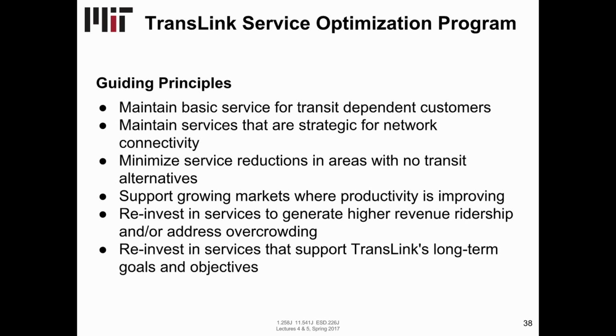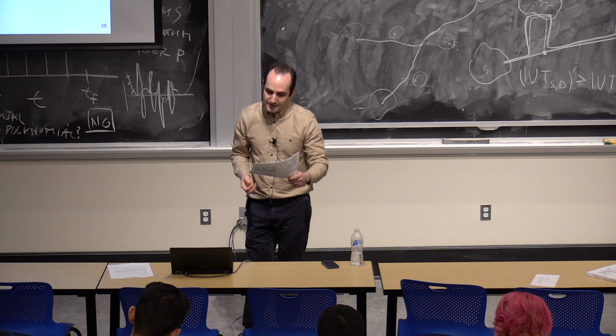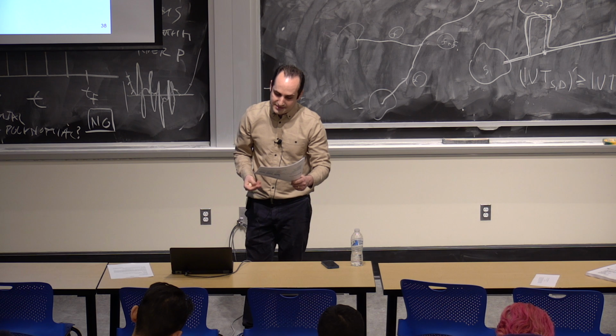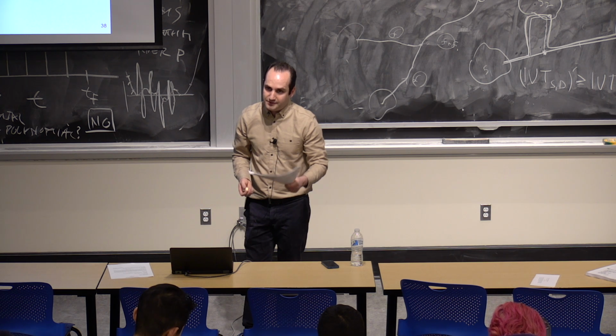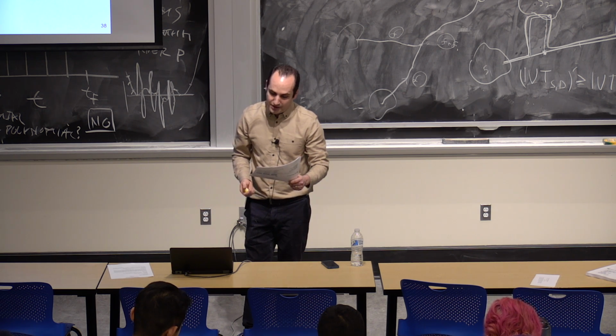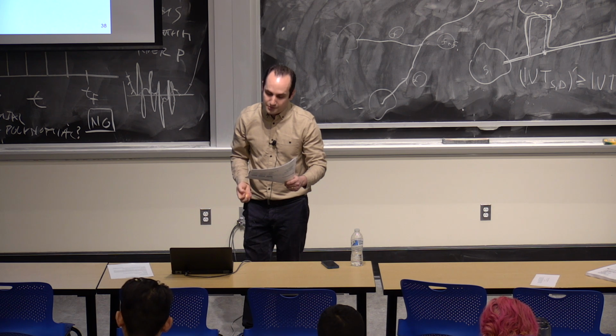Maintain services that are strategic for network connectivity. Sometimes it becomes a little tricky when we look at the routes individually and do not consider their role and their functionality in the performance at the network level. So the guiding principles of TransLink kind of enforce this consideration. Then minimize service reductions in areas with no transit alternatives. Support growing markets where productivity is improving. Reinvest in service to generate higher ridership revenue, and reinvest in service that supports the long-term goals and objectives of TransLink.